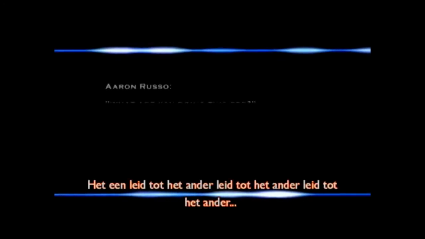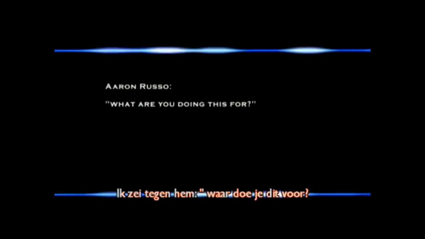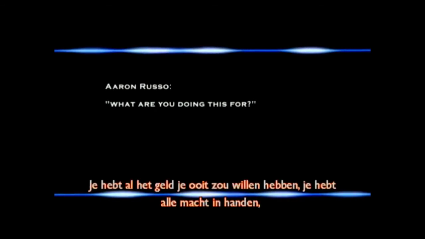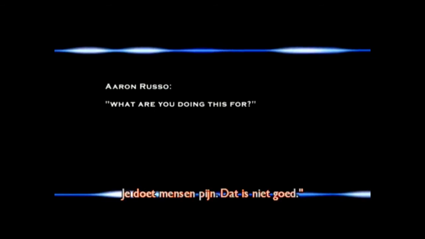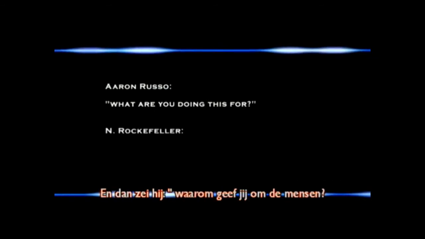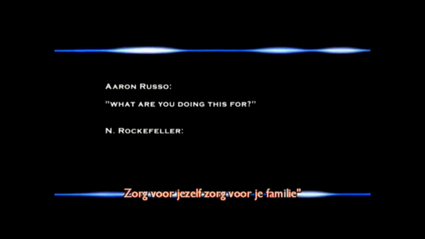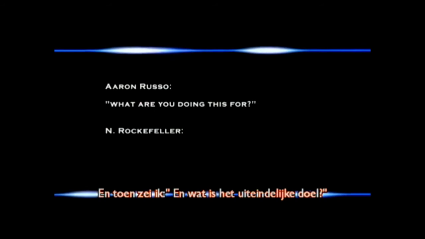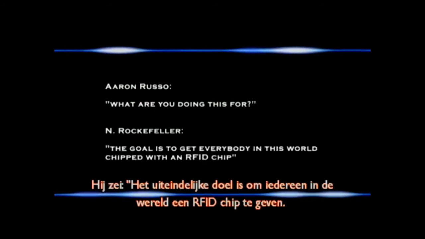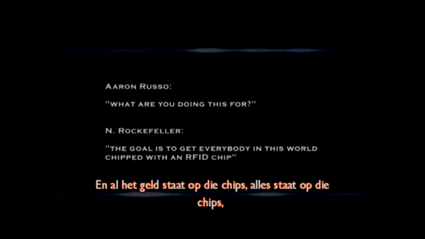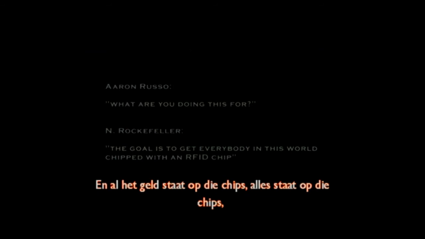Now, I would say to them, what are you doing this for? What's the point of this thing? You have all the money in the world you ever want. You have all the power. I said, you know, you're hurting people. It's not a good thing. And he would say, what do you care about the people for? Take care of yourself and you take care of your family. And then I said to him, what are the ultimate goals here? He said, the ultimate goal is to get everybody in this world chipped with the RFID chip, and have all money be on those chips and everything on those chips.